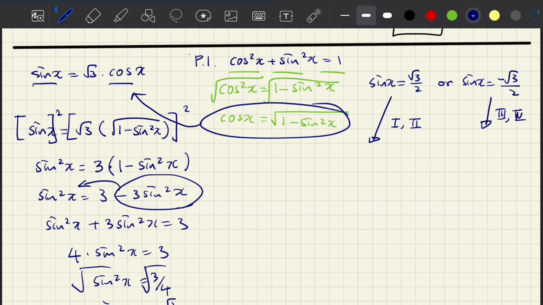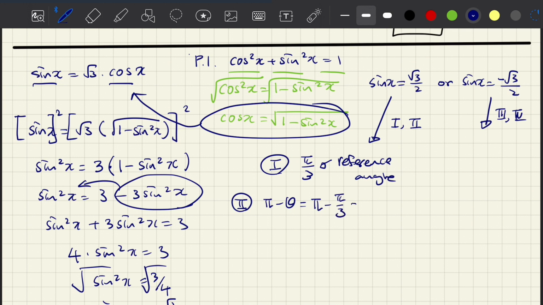So if sine x is equal to square root 3 over 2 in the first quadrant, we have the angle pi over 3, right? And this is our reference angle. Then using the reduction formula, we know that pi minus theta can give us the positive sine theta value. So this is pi minus pi over 3, which is the same as 2 pi over 3. So this is our second value.